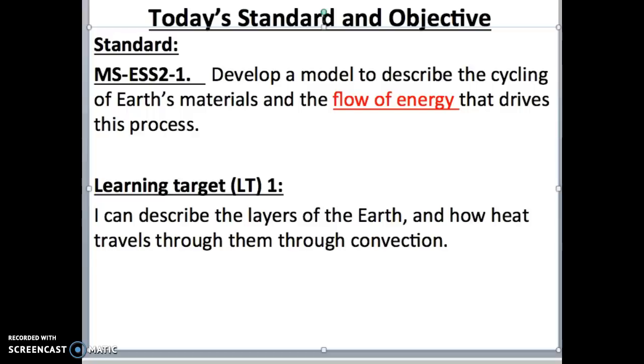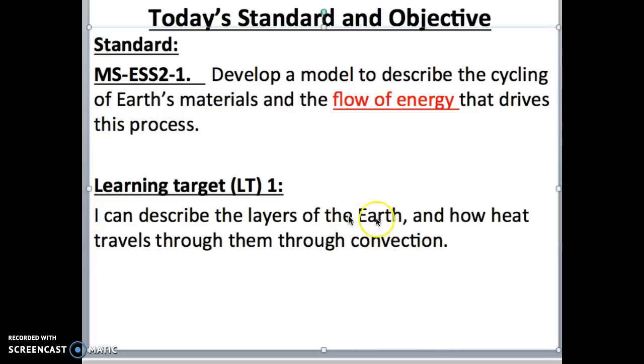Hi students, today we're starting a new unit on earth science, and so our standard is focused on developing a model to describe the cycling of earth's materials and the flow of energy that drives this process. And today's learning target 1 is about describing the layers of the earth and understanding how heat travels through them through the idea of convection.